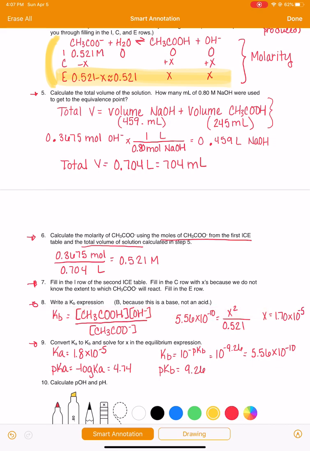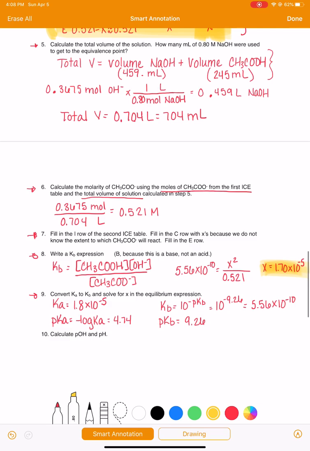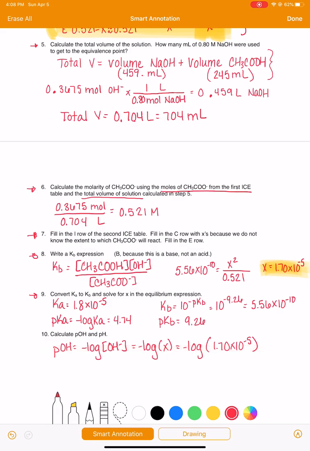Looking back up at the ice table, x is OH, so we can use x to calculate the pOH. pOH is the negative log of OH. For this problem, it's the negative log of x. It's the negative log of 1.7 times 10 to the minus 5, which is 4.77. And the pH plus pOH equals 14. So our pH is 9.23.